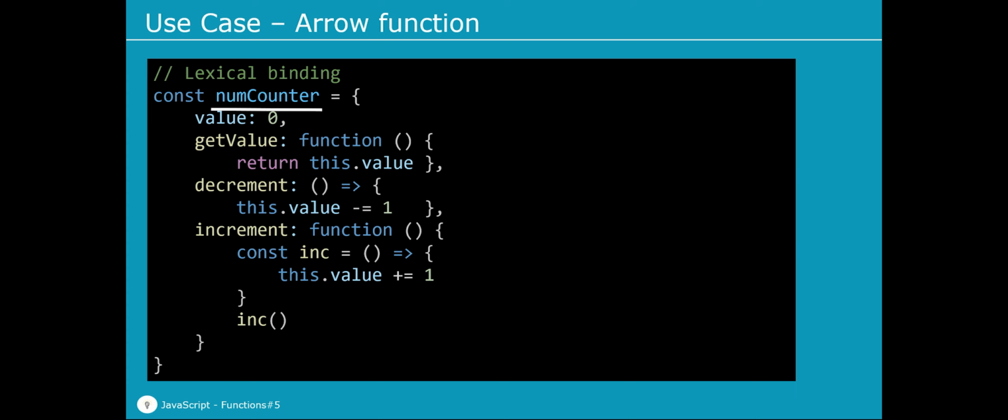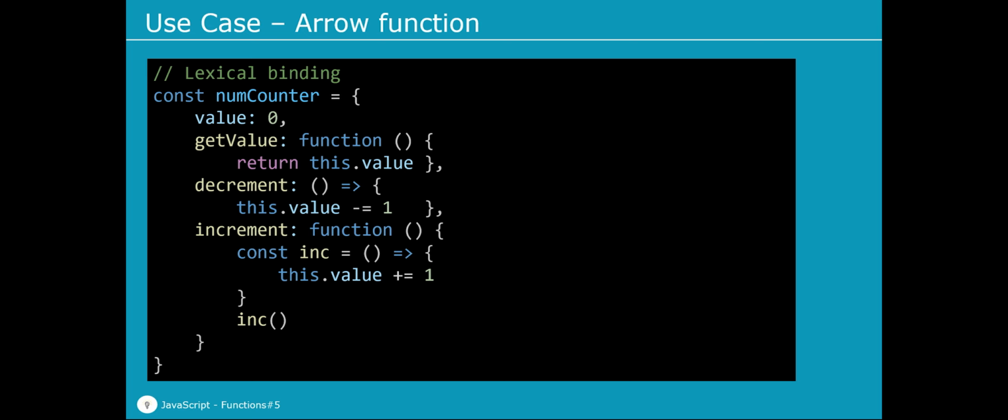Here I've defined an object numCounter. Now this object has one attribute, value, and three methods, which are getValue, decrement, and increment. We will use these three methods to manage the value attribute of the object. First is getValue, which we have defined as a function expression. A function expression, when we use it in an object, binds this with the object itself, which means I can refer to any attribute or method of the numCounter object using this dot notation. So I can refer to value as this.value.